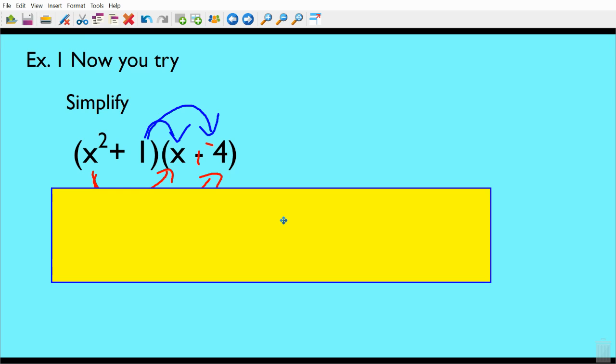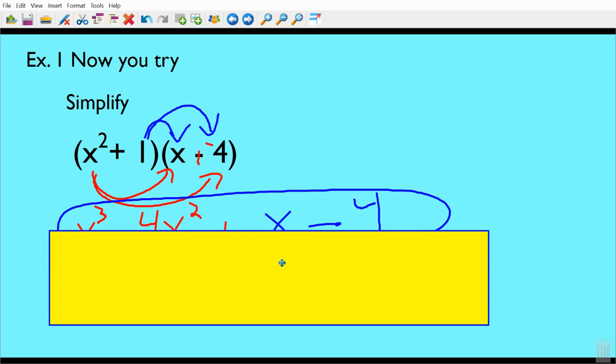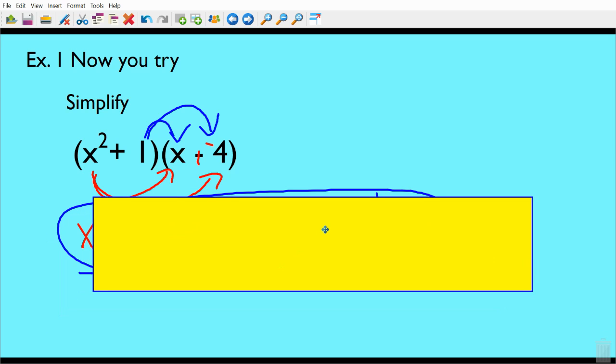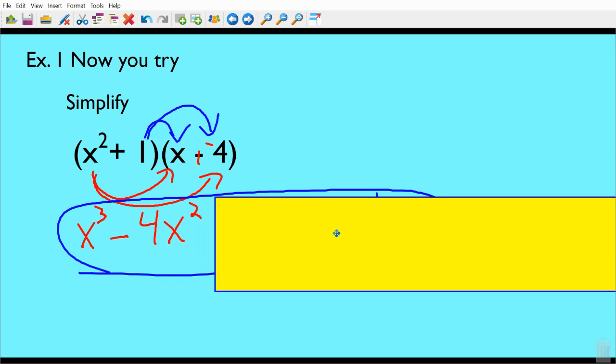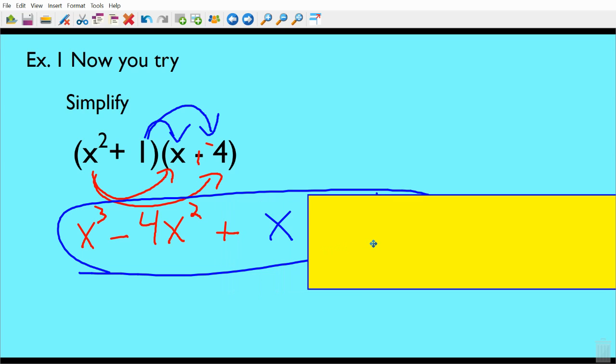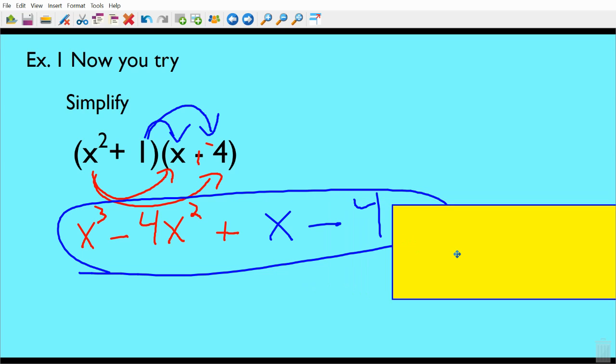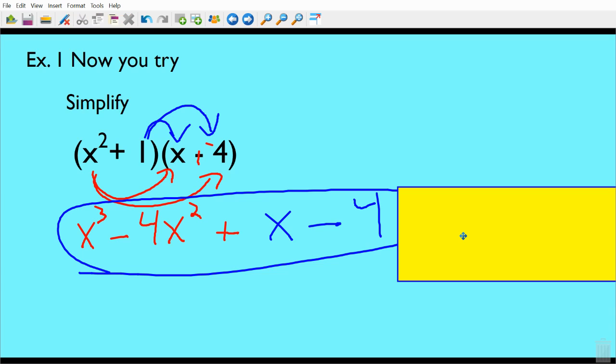Or just keep listening. So the first term is x squared times x, which is x to the third. The next term would be minus 4x squared, because of the outer term. The next term would be a positive 1x. And lastly, the last term is negative 4. First, outer, inner, last. Now that is simplified because each of these are unlike terms and they can't be combined or simplified. So that's really example 1.